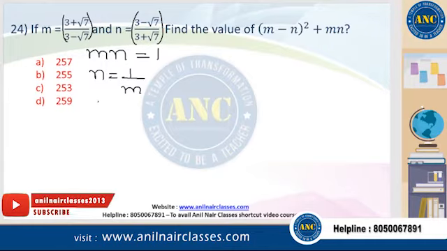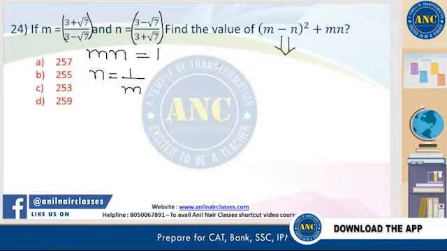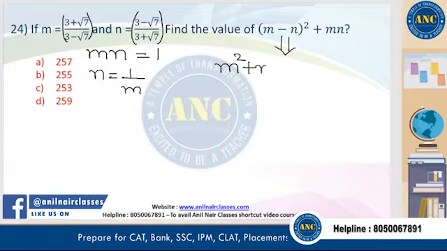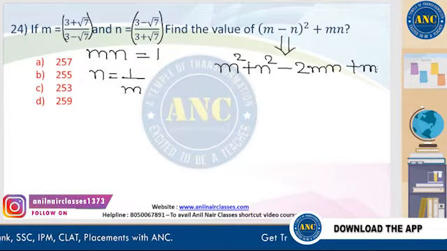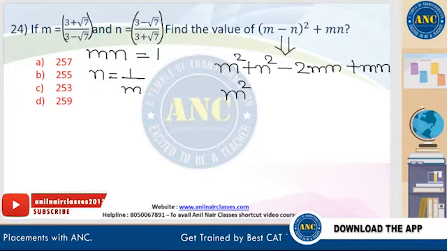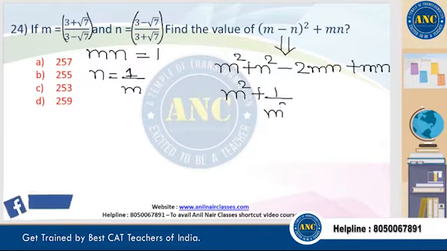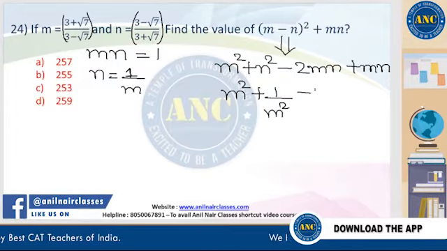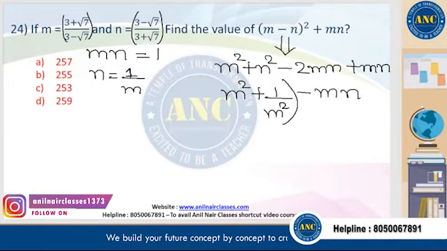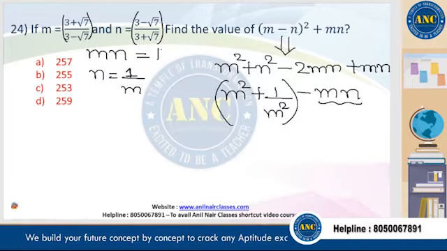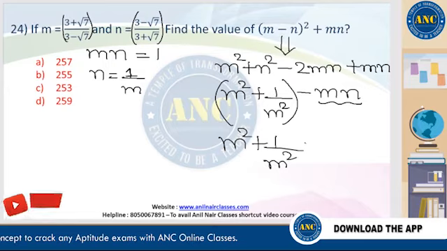Another thing for sure is, okay, let me expand it. (m minus n) whole square is m square plus n square minus 2mn. I will write it as it is. So this is m square. N value is 1 by m. N square is 1 by m square, minus 2mn, it is minus mn, right? But we know that mn value is nothing but how much? It is 1. So it is m square plus 1 by m square minus 1.